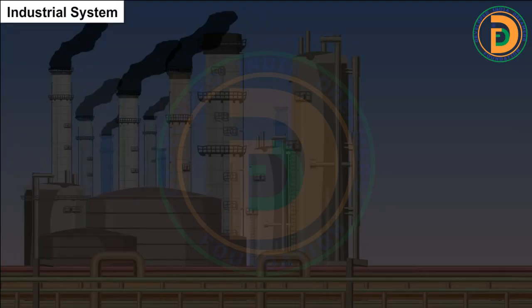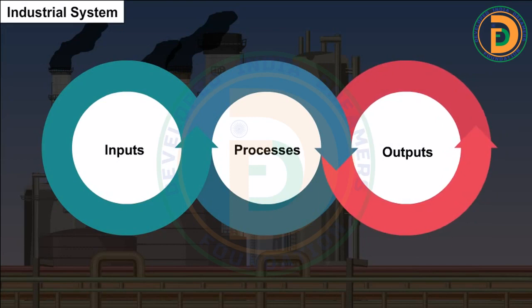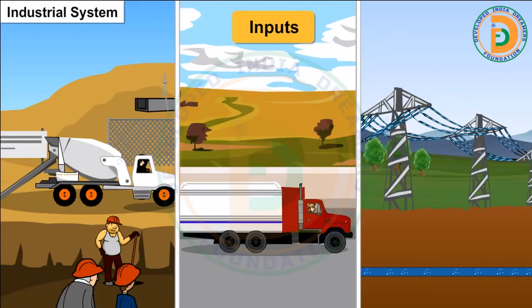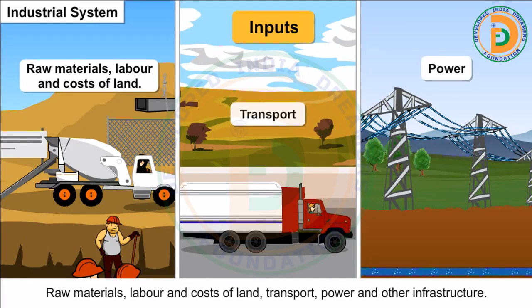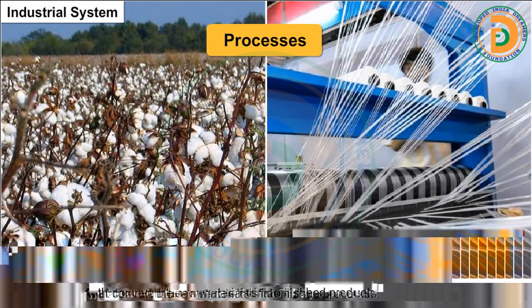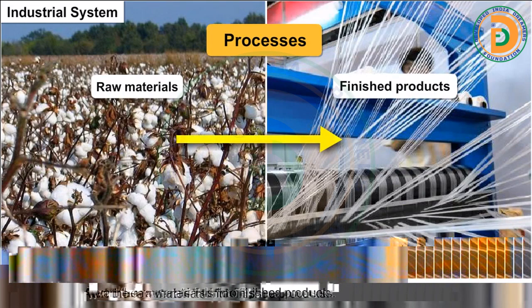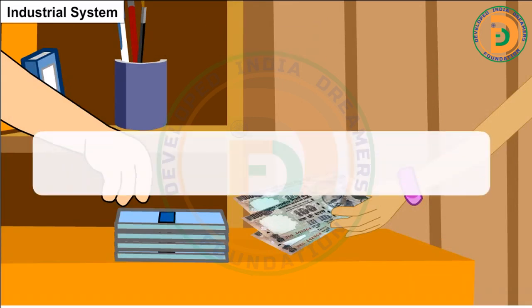Industrial system. An industrial system is made up of inputs, processes, and outputs. Inputs: raw materials, labor, and costs of land, transport, power, and other infrastructure. Processes: activities that convert the raw materials into finished products. Outputs: end product and income earned from it.